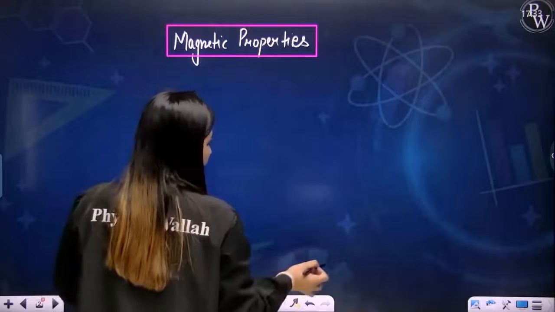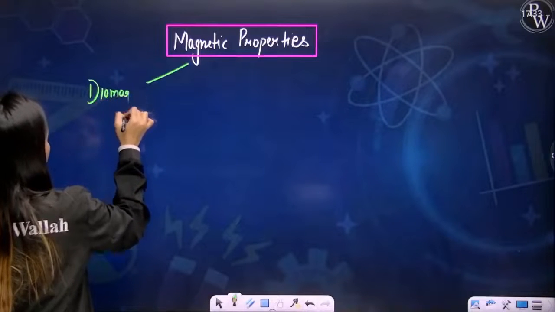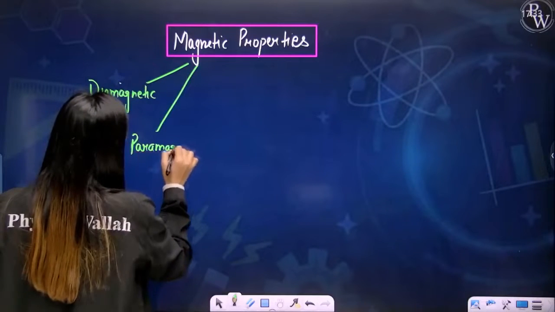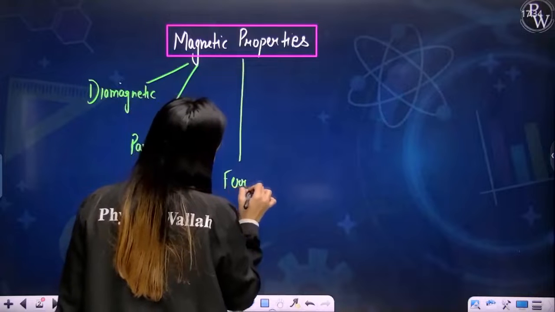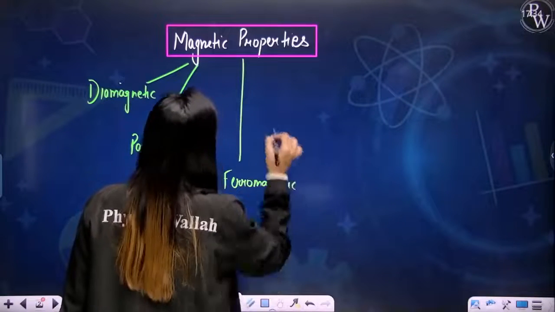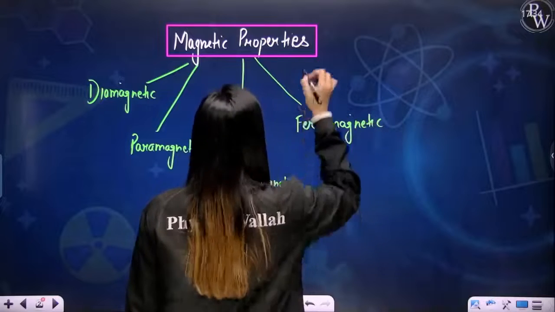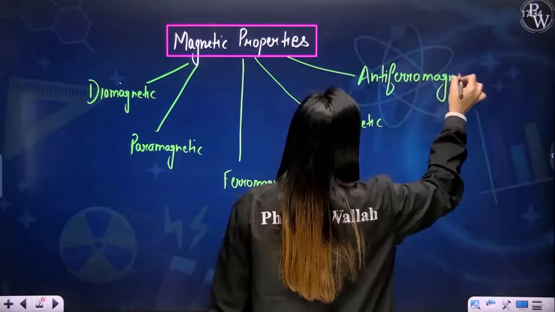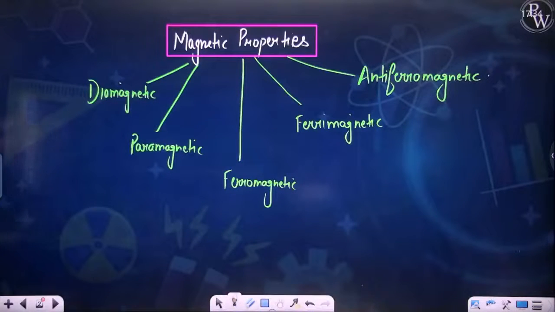So the various types of magnetic properties that we will be discussing today are, first, your diamagnetic property, then paramagnetic property, then it could be ferromagnetic property, ferrimagnetic property, or antiferromagnetic property. Okay, perfect. So these are the properties which we will be discussing today. Please write it down and then we'll discuss each and every one of them individually.